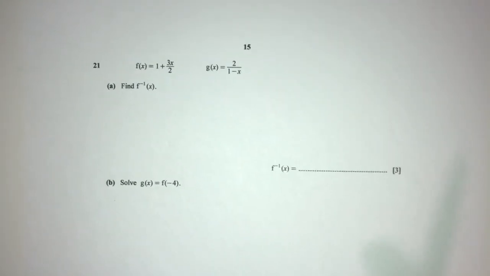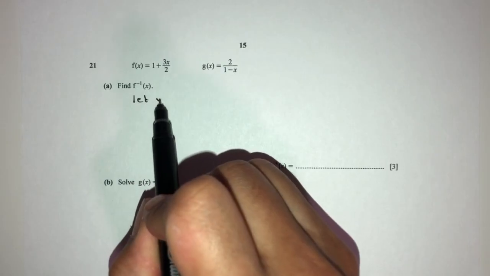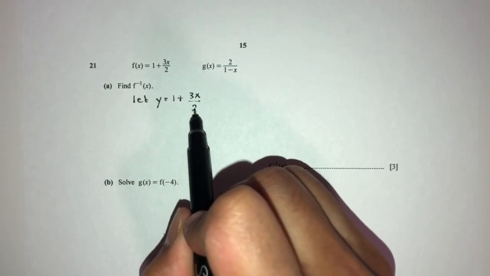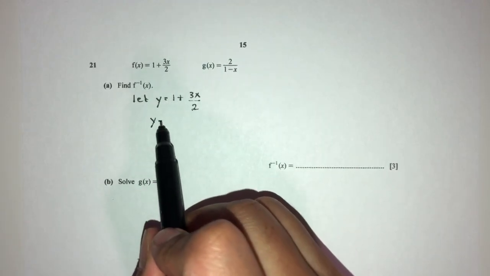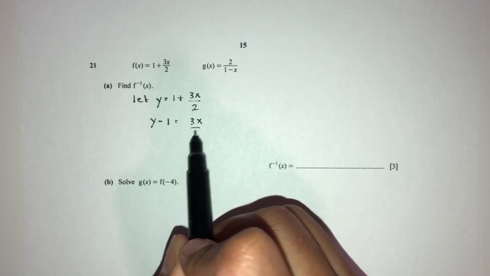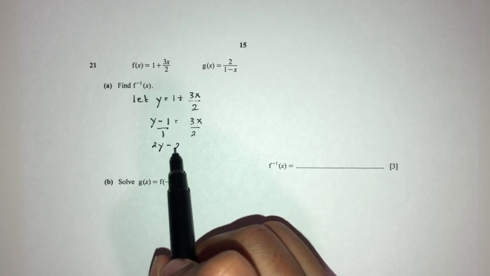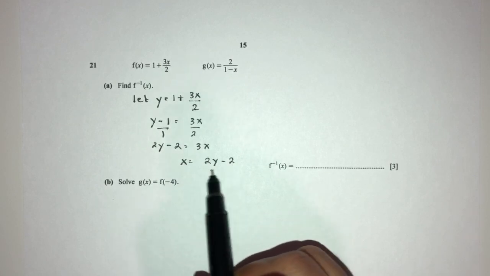Let's move on to question number 21. Here we have to find f inverse. First let y equal f of x, which is 1 plus 3x over 2. We have to make x the subject. So y minus 1 is equal to 3x over 2. Then 2y minus 2 is equal to 3x, so x will be 2y minus 2 over 3.